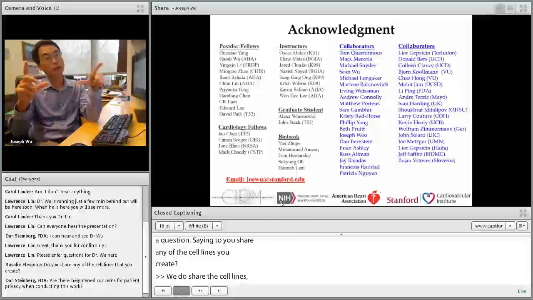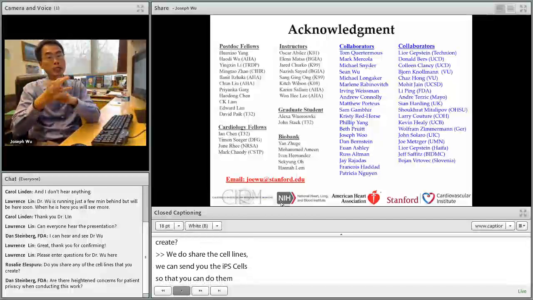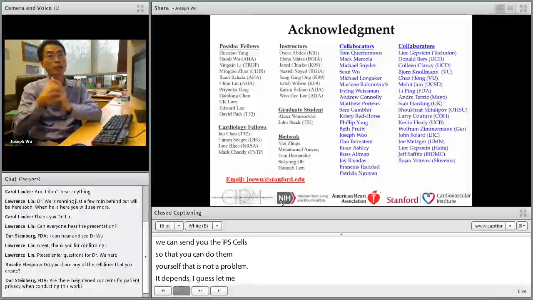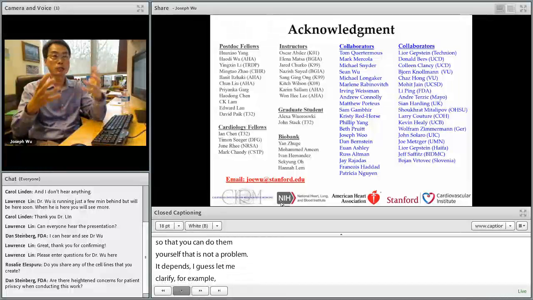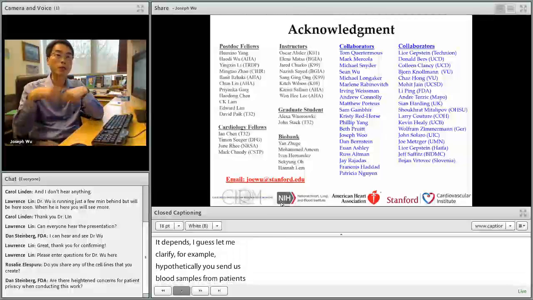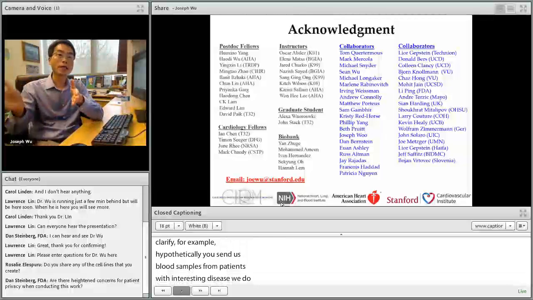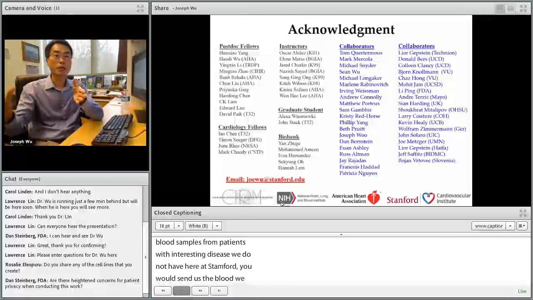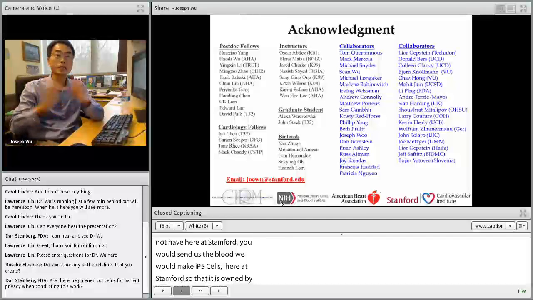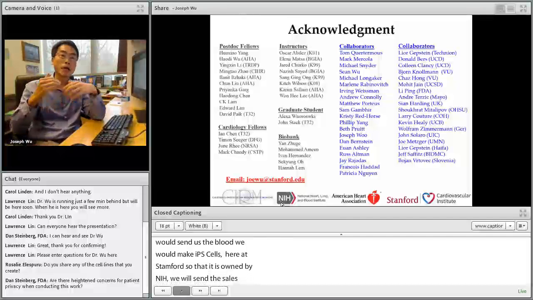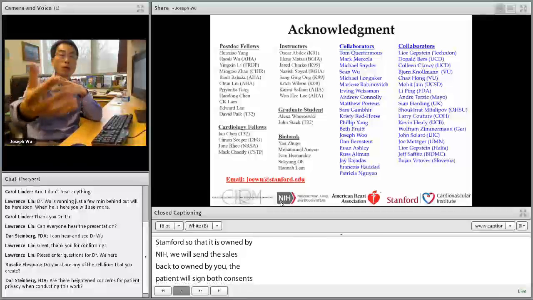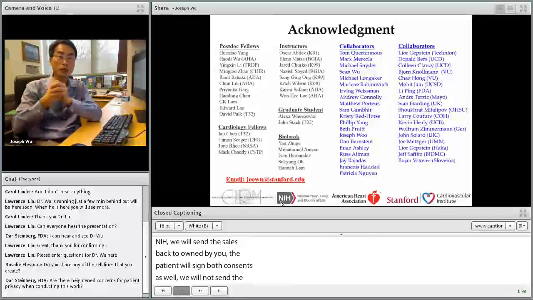It depends, let me just clarify this. Let's say, hypothetically, you send us blood samples from patients with some kind of interesting disease that we do not have currently at Stanford. We will make the iPS cells and bank them at Stanford, so they're owned by Stanford and the NIH, and we will send the cells back to you so that they're owned by you. The patient will sign both consents as well. Now, we will not send the cells to another investigator, because you're the one who gave us the blood samples in the first place.